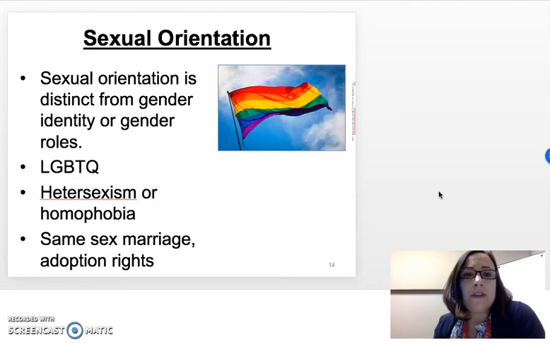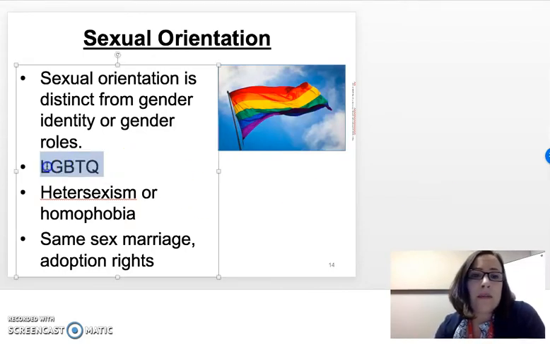All right, another dimension of diversity that we spend a bit of time talking about in this week is sexual orientation. So of course, that's referring to who we are sexually attracted to. Are we attracted to members of the opposite sex or same sex or both sexes, etc.?